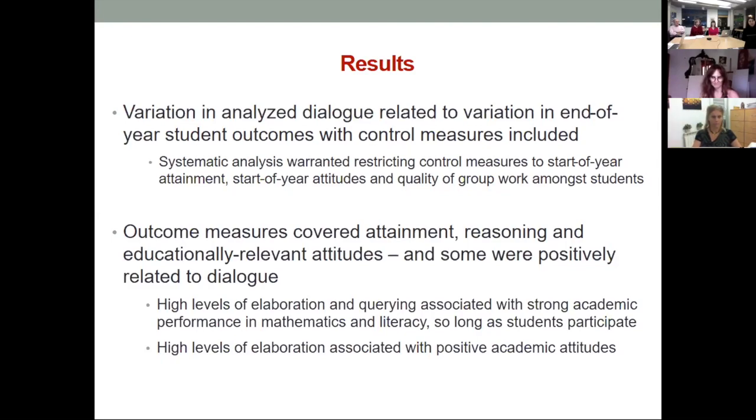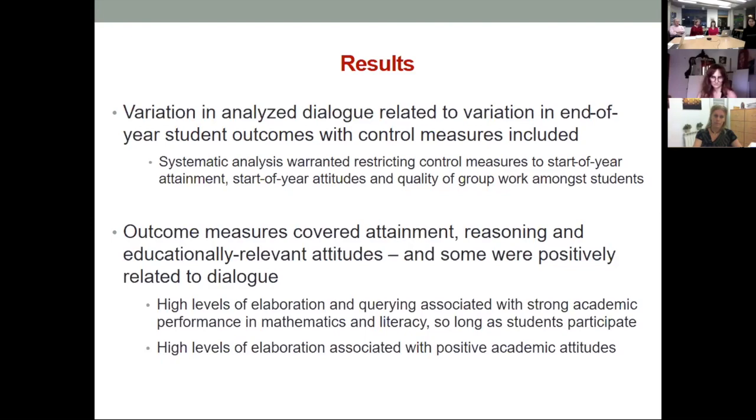Well, we found that high levels of elaboration and high levels of querying were productive for academic attainment, so long as the students participated to a considerable degree. You may remember that participation was a lesson level variable, elaboration and querying are turn level variables. It wasn't elaboration alone, it wasn't querying alone, it was these 2 in conjunction with high levels of participation.